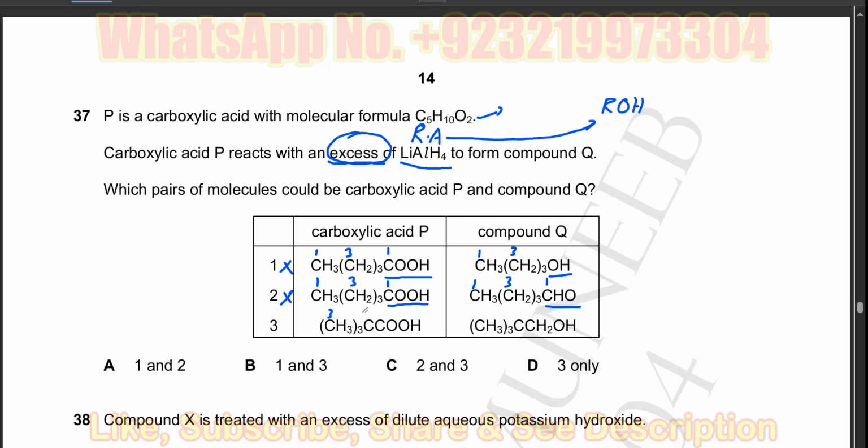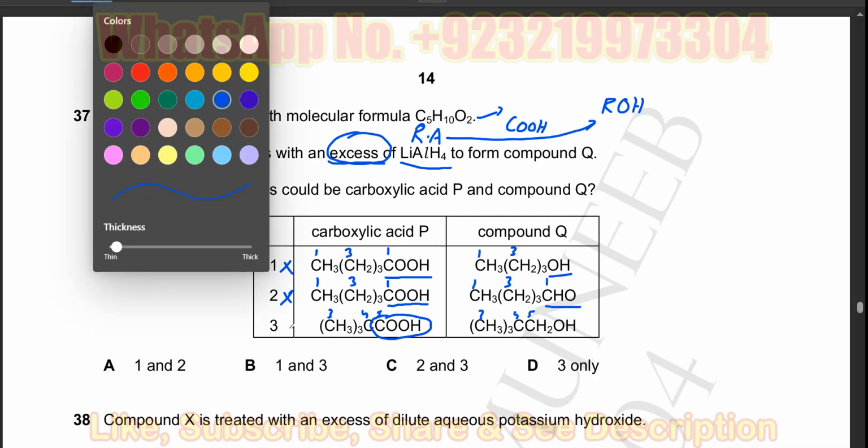And for the third compound, how many carbon atoms do we have? We have 3, 4 and 5 carbon atoms, and in the product we again have the 5 carbon atoms, 3, 4 and 5, whereas the carboxylic group is converted into the alcoholic group, and all the rest is fine, which means this is the right answer. The carboxylic group should be converted into the alcoholic part, so the third option is the right one.